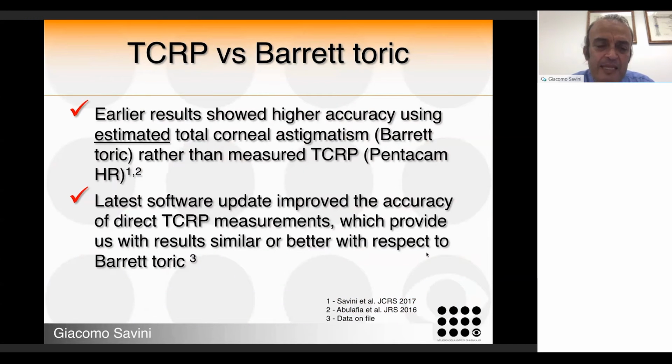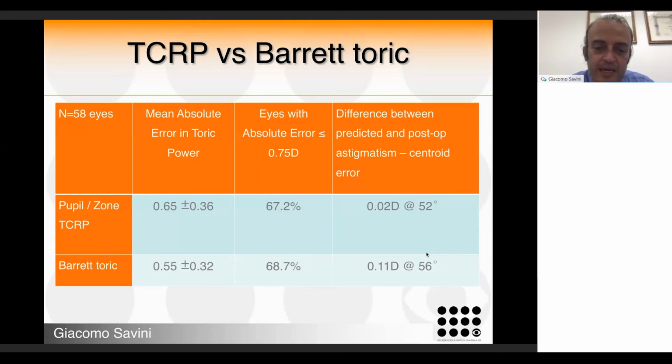There have been later some studies showing that if you use the Barrett and other calculators that estimate total corneal astigmatism, you got slightly better results than using direct measurements, but the latest software by the Pentacam was able to zero out this difference as shown by this data. And you see that the percentage of eyes with an absolute prediction error of the cylinder lower than 0.75 diopters is 67 versus 68 between total corneal measured value and the Barrett calculator.